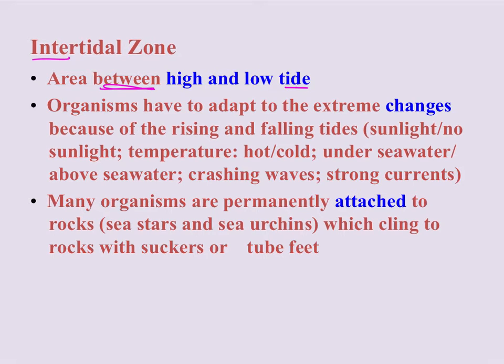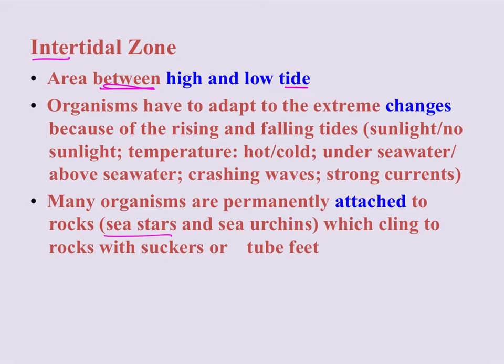The temperature changes because if you're in the water versus out of the water, you're going to be hotter or colder, and dealing with sunlight or no sunlight. So organisms that live here are very adapted to all these extreme changes. A lot of the time they're permanently attached to rocks, or they have something called tube feet or suckers that help them cling. Like a sand dollar or a starfish. A starfish is a sea star, same thing.